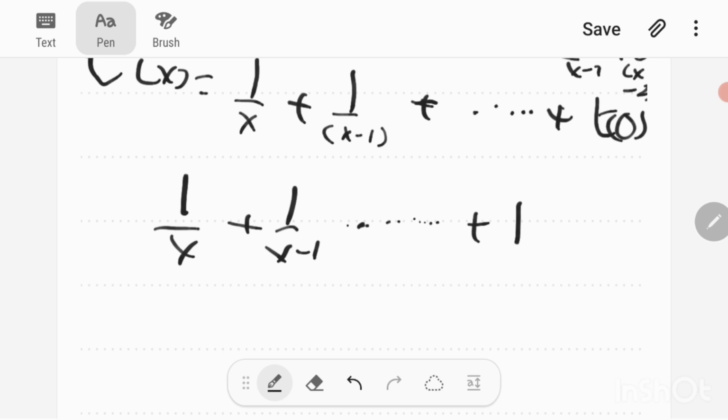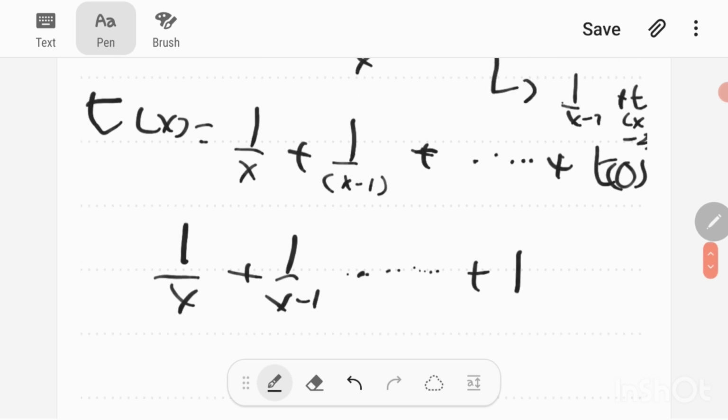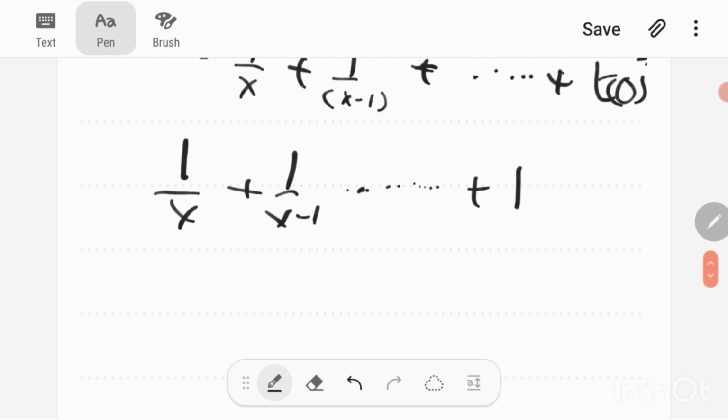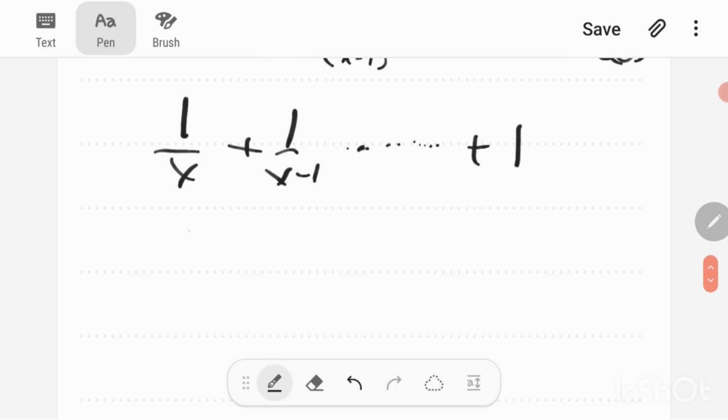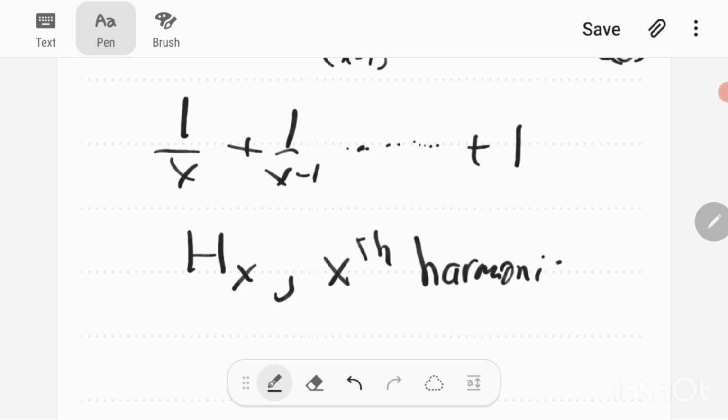This sequence here is just the harmonic number, or the harmonic series. So unrolling the recursion shows us that we actually find the harmonic numbers, and that perfectly describes the recurrence for t of x here. It's the xth harmonic number.